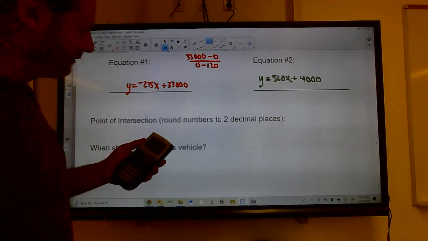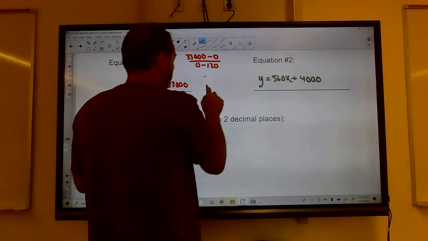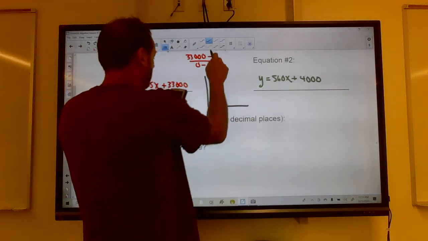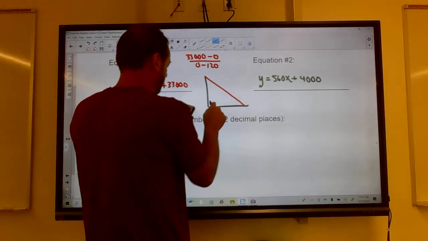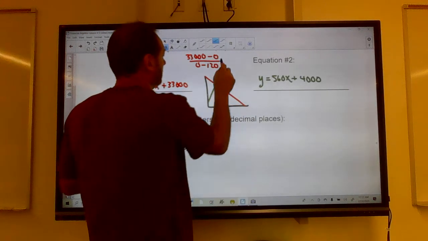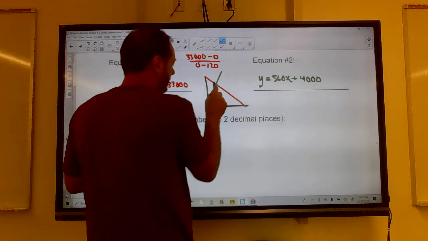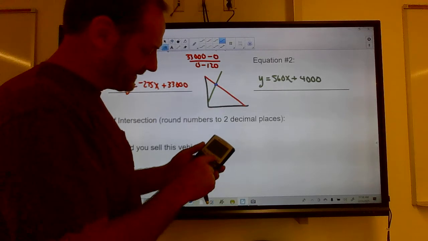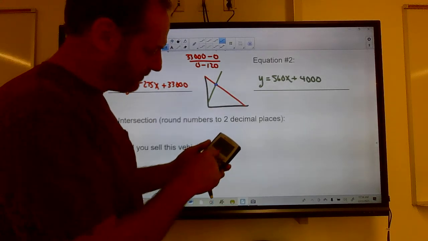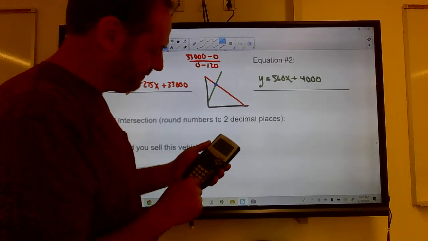Okay, so now my graph is a little steeper this time. This one is the same as it was before, but the green one's steeper, so it looks like this. All right, so I'm looking for this point right here. So again, I go to second calculate. Number 5 is intersect, press 5.